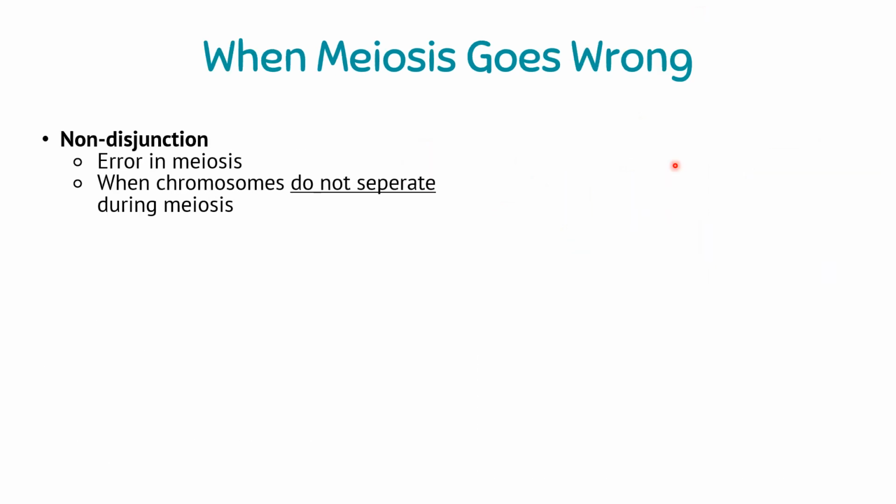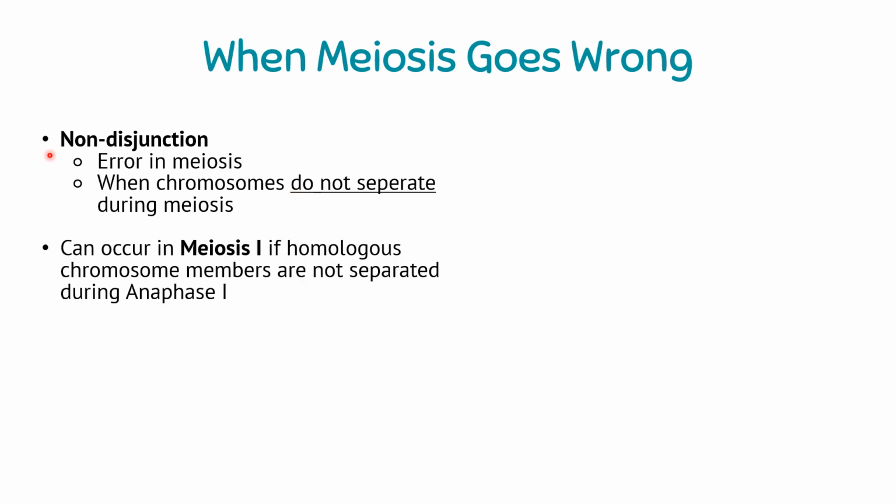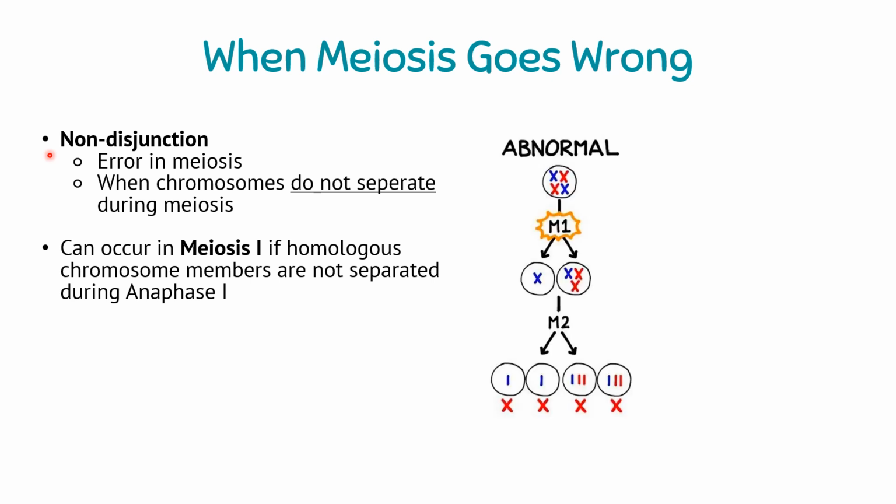So meiosis can go wrong sometimes, and when meiosis goes wrong, we call this non-disjunction. It's an error, and this is when chromosomes do not separate during meiosis. In meiosis 1, if homologous chromosomes are not separated during anaphase 1, we can have an abnormal number of chromosomes at the very end of meiosis. So in meiosis 1, if those homologous pairs aren't separated, as you can see here, the two red chromosomes were pulled to the same side. At the very end, we have two cells with missing chromosomes and two cells with extra chromosomes.